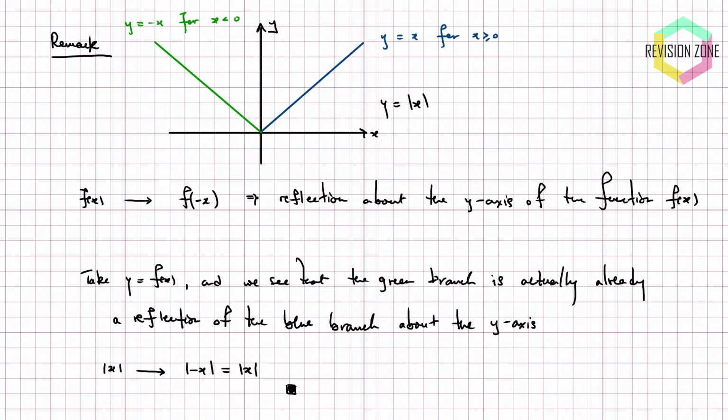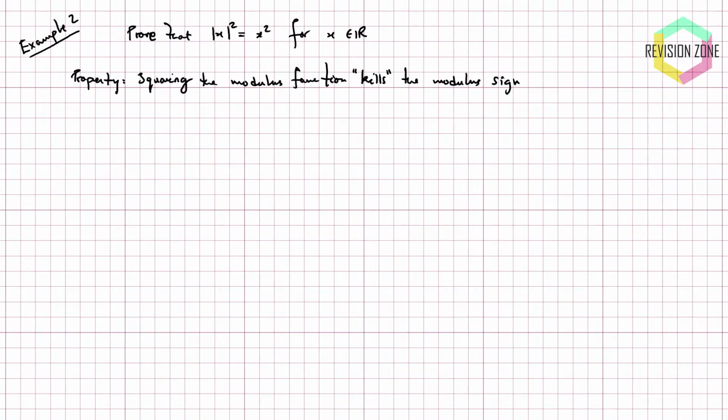Let's take a look at the next example. In this example, we have another quite interesting property, which is that if you take the square of a modulus function, then you can just drop the modulus signs.